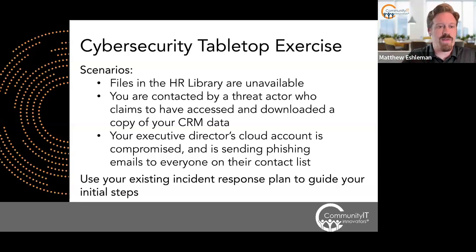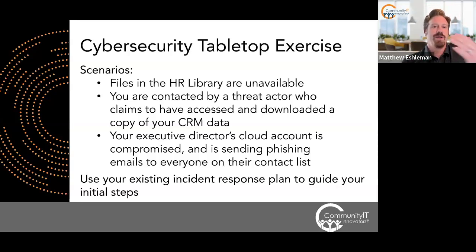And so we have a scenario here, some of which have been initiated by a malicious external actor, and some may be done accidentally. But the first one is, files in the HR library are unavailable. So in that scenario, what does that mean for your organization? Is this something that you have defined in your incident response plan? How severe is it? What type of response does this dictate? So loss of access to information, and you can fill in the blanks, right?